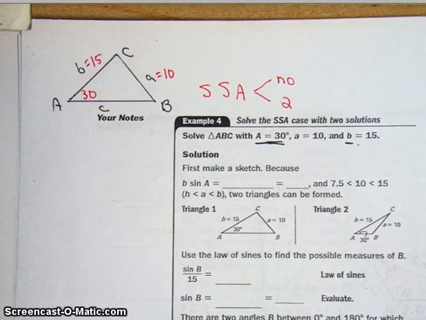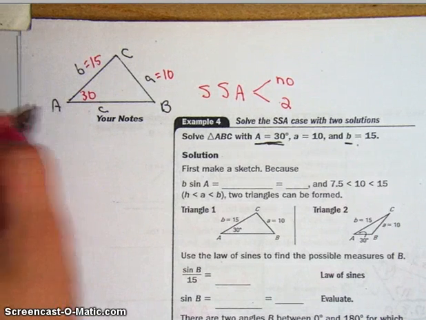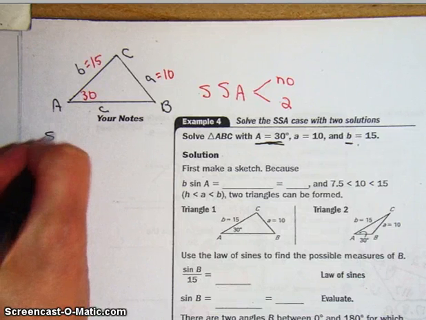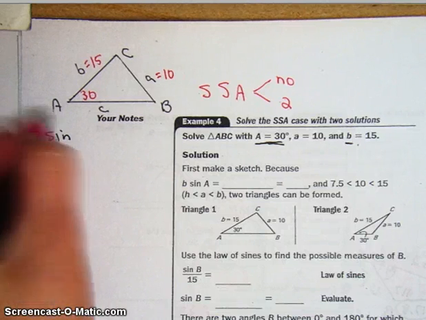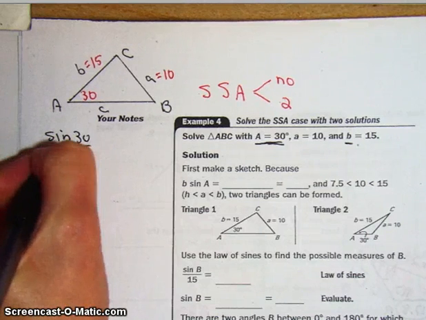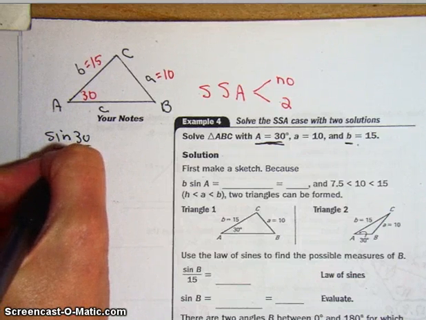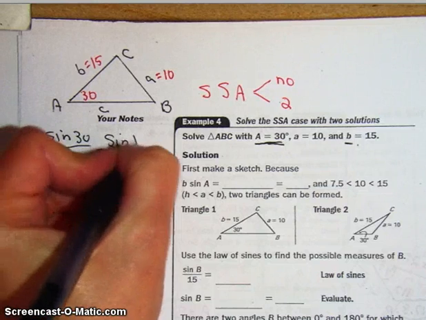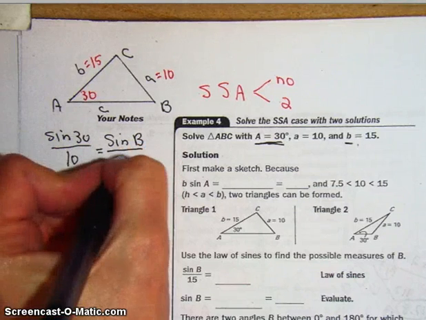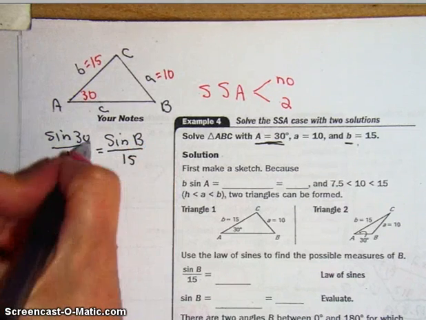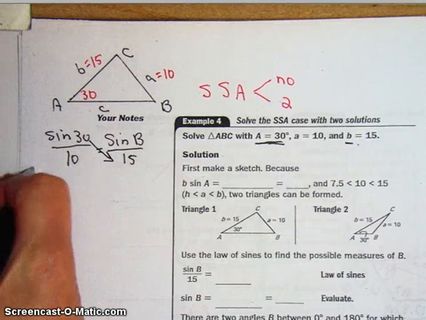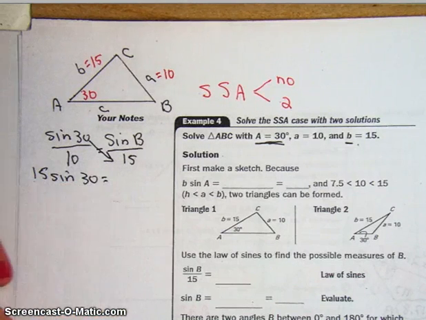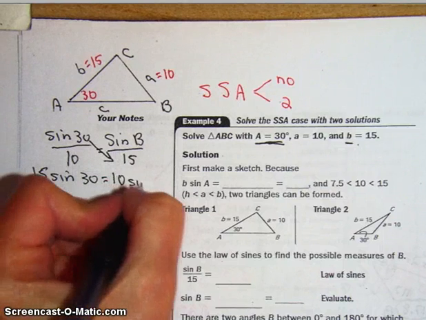Who am I looking at? Alexis S., can you set us up in law of sines with the numbers? So sine of A over a, which is 10, equals sine of big B over b, very good, okay? All right, let's do our cross products. So 15 sine 30 equals 10 sine B.